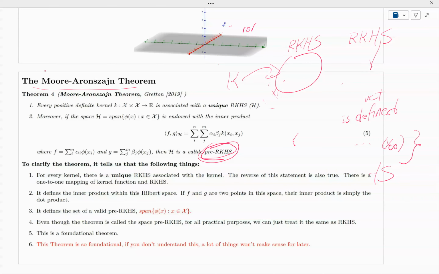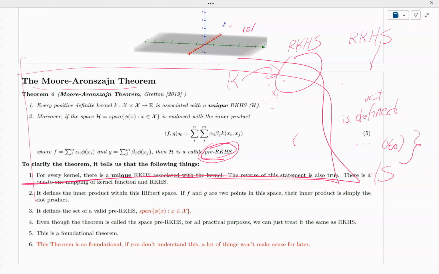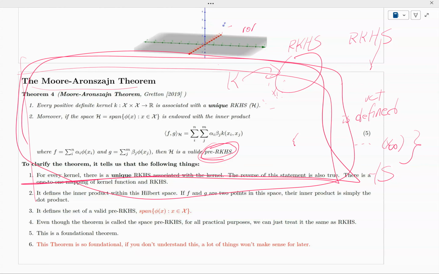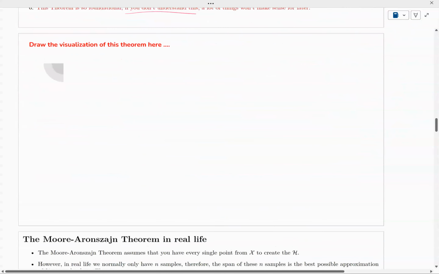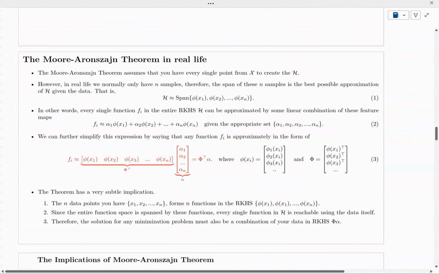Now, this theorem is really, really foundational. This is a foundational theorem that basically explains why so many things work. And this theorem is so foundational, if you don't understand this, a lot of things later also won't make sense. Okay? So draw the visualization. I kind of did that already.